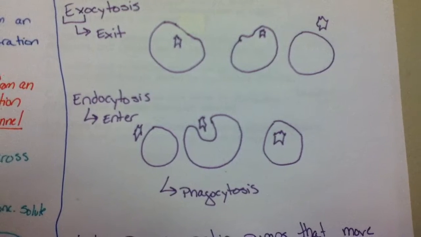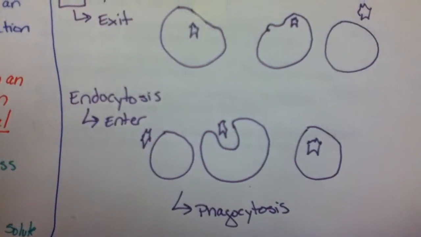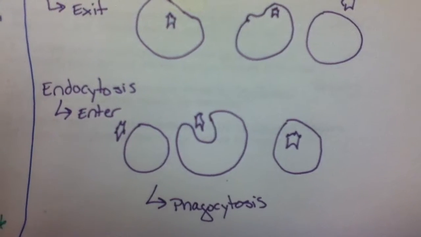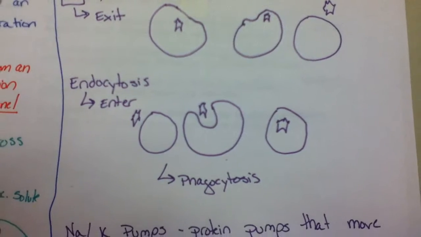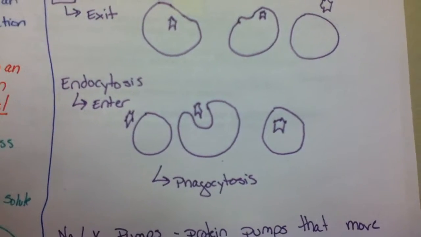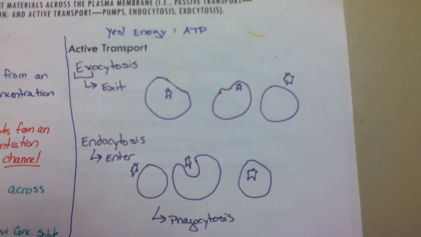Endocytosis, the EN stands for enter. This happens the same. It's just the opposite of exocytosis. A vesicle embeds itself into the cell membrane, and then the cell kind of engulfs it like Pac-Man. Phagocytosis is a type of endocytosis, which are all active transport.